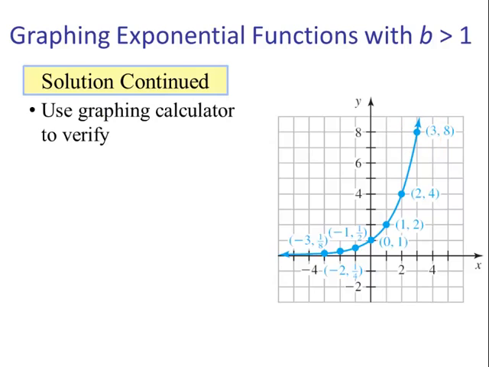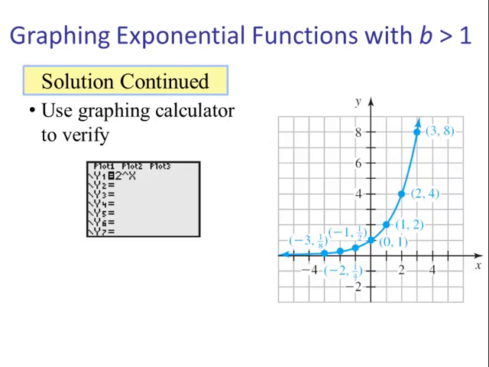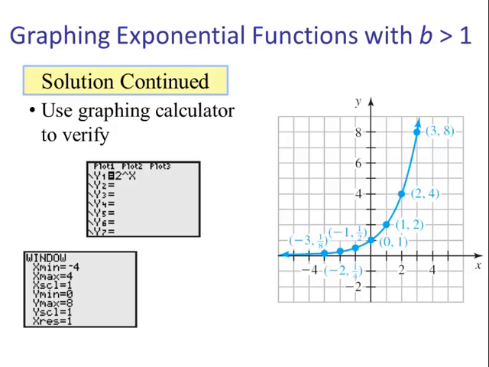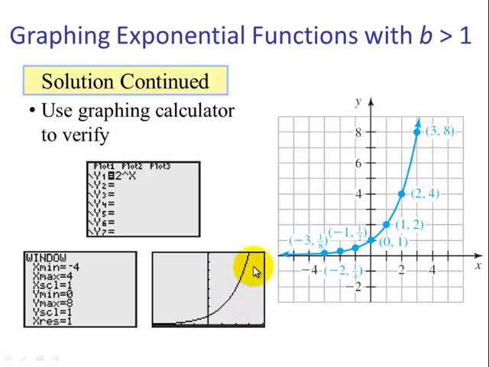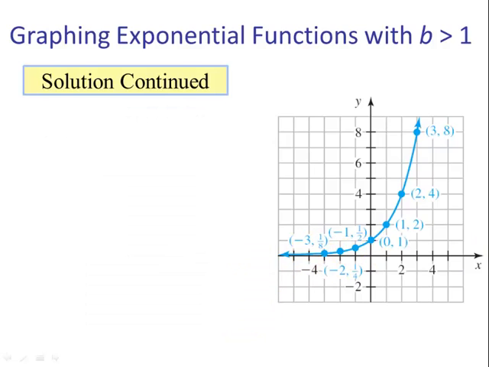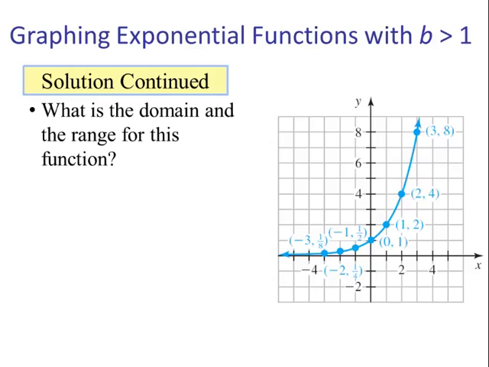To verify this using a graphing calculator, we type in the equation in y1. If we hit window, we have x min to be -4 to 4, and then y min to be 0 to 8. We get the following graph. So these look the same. Now, using this graph, we can answer some questions like, what is the domain and range of this function?